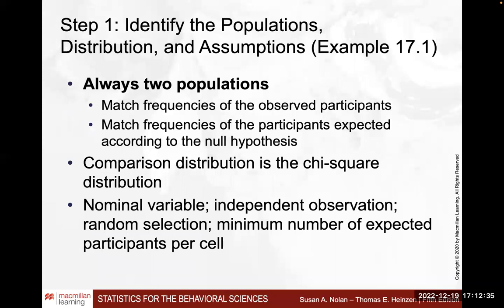And okay, so you always have two populations at the very least. So you're comparing two populations against each other, which are determined and categorized based on the two levels of your independent variable. So you then have matched frequencies between these two levels, and you're comparing these two levels to what you would expect. And what that means, we're going to get to in a second, because it's actually easier to show you in the example.